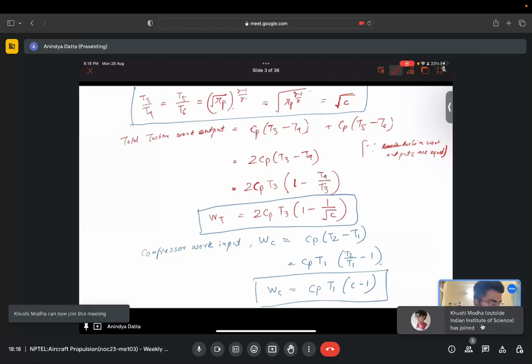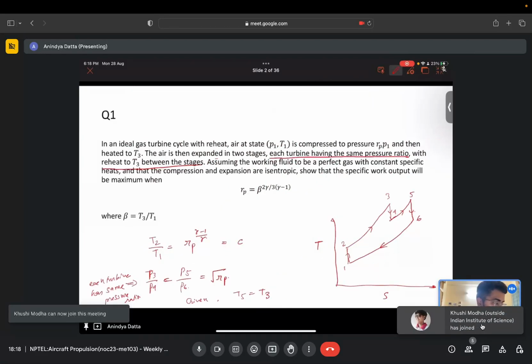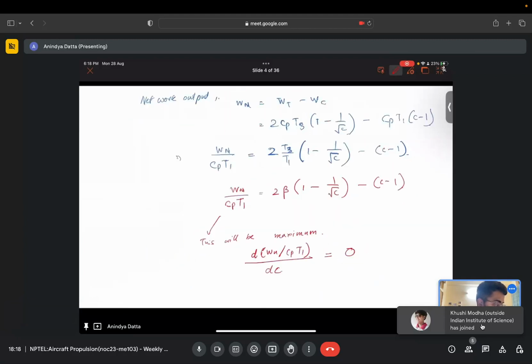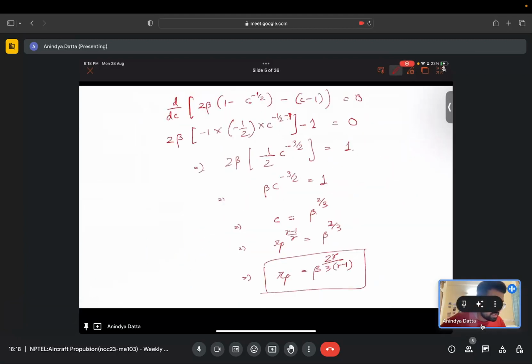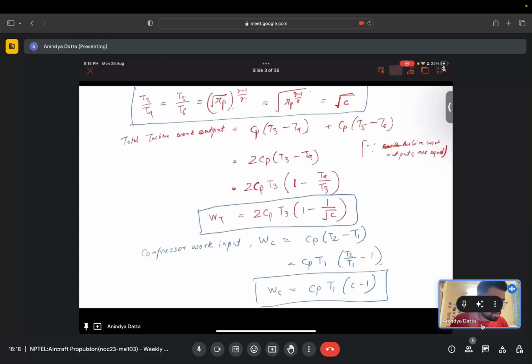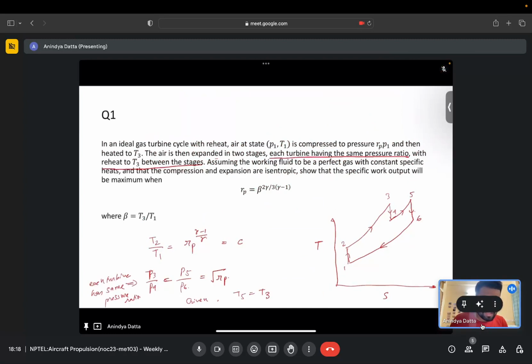Okay, so it was given Rp equal to beta to the power 2 gamma by 3 (gamma minus 1), so this is what we get. This is what we derived: the relationship between the compressor pressure ratio of the cycle and the temperature ratio across the cycle. Beta is our maximum to minimum temperature of the cycle, so this is a relationship for a reheat cycle when we want to have the optimum maximum specific work output. Okay, so this is one derivation that we did.